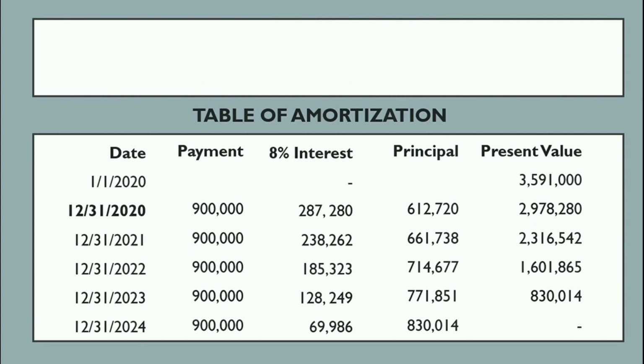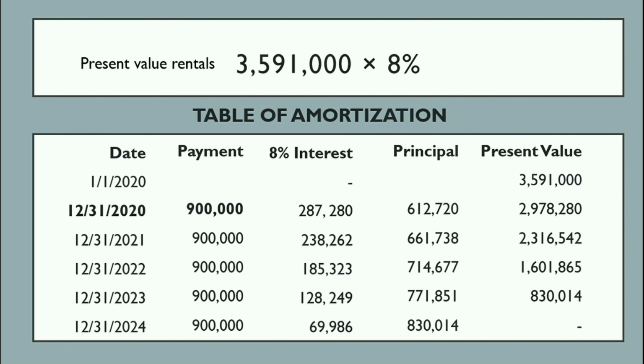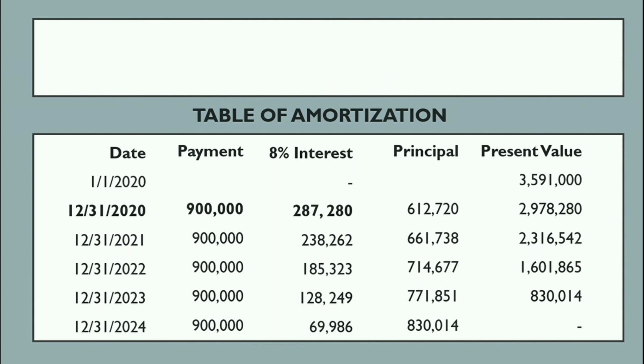So next naman is December 31, 2020. End of the year na kaya there will be a 900,000 payment. Kung saan mayroon din tayong makompute na interest kasi may payment na. So this amount is the 8% implicit interest rate of the present value of rentals. So to get it, multiply 3,591,000, the present value, and 8% interest. So that's why we have 287,280 as the 8% interest.